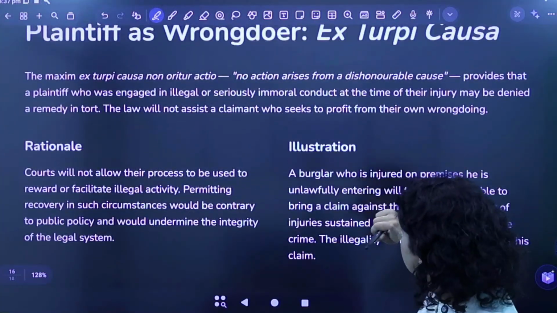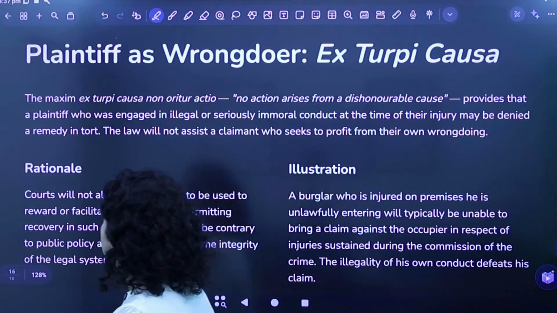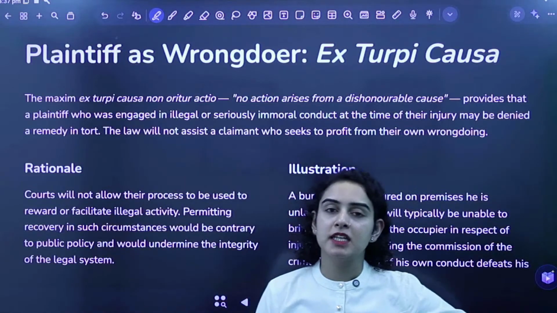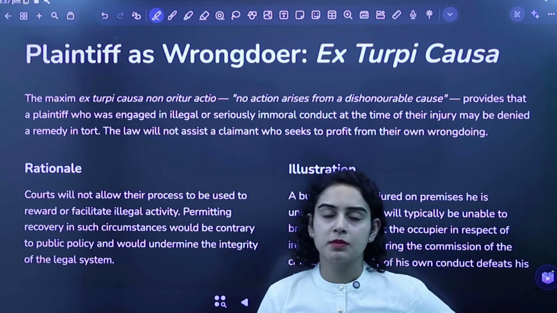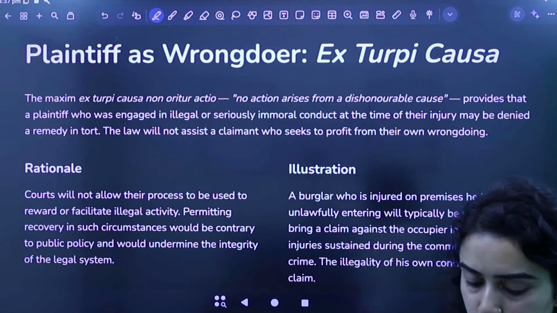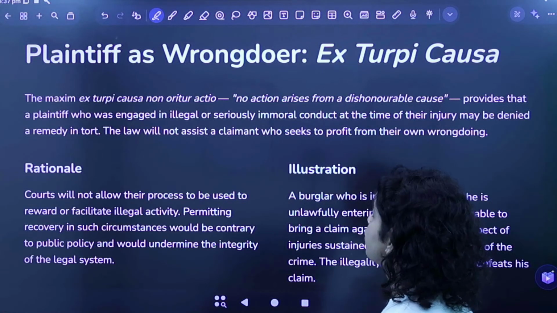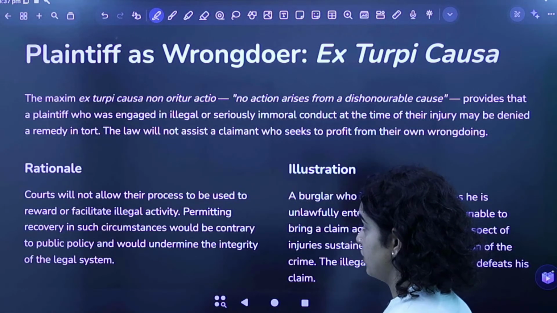Then another defense that we have is plaintiff as the wrongdoer. In this they say, look, if the plaintiff himself, the plaintiff is the person who has been wronged, who started the case saying that I want compensation, if there is some mistake of his own, then he cannot get justice in that situation, right?